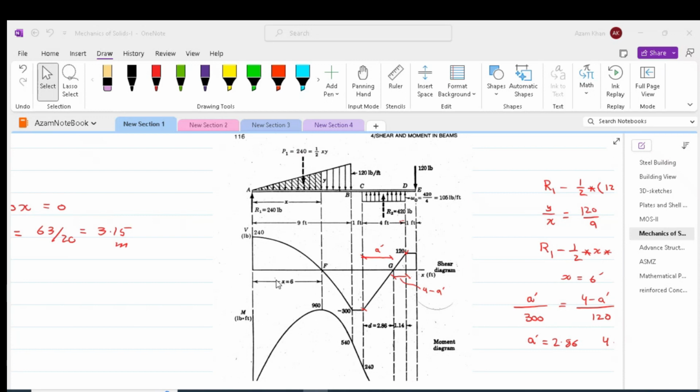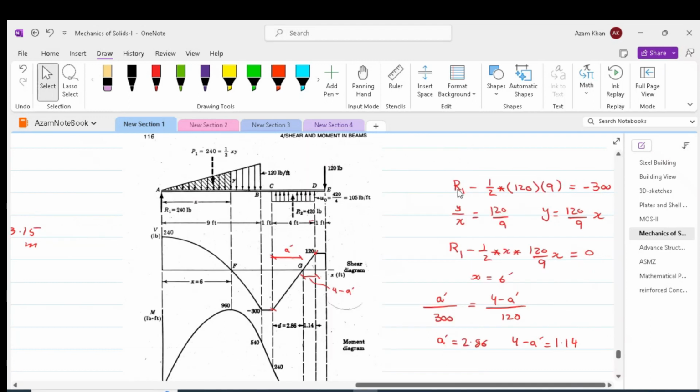In order to find out the distance of the point having zero shear from the left support, we have to equate again the reaction with the magnitude of the UVL that will nullify the reaction. In other words, R1 minus half xy must be equal to 0. X is the distance from the left support where the shear force is 0, and y is the ordinate of the UVL at a point where the shear force is 0. We can use similarity of triangles, i.e. 120 by 9 equal to y by x, and we will get y in terms of x. Then from here we can plug back the y in the equation 240 minus half xy equal to 0, and we will get a quadratic equation. That quadratic equation, once solved, will give us x equal to 6 feet.